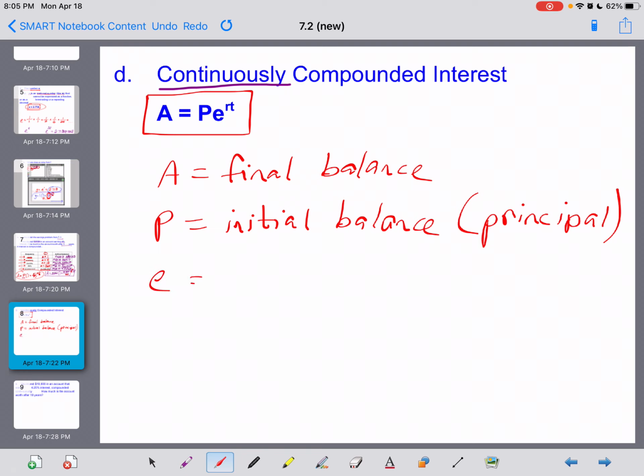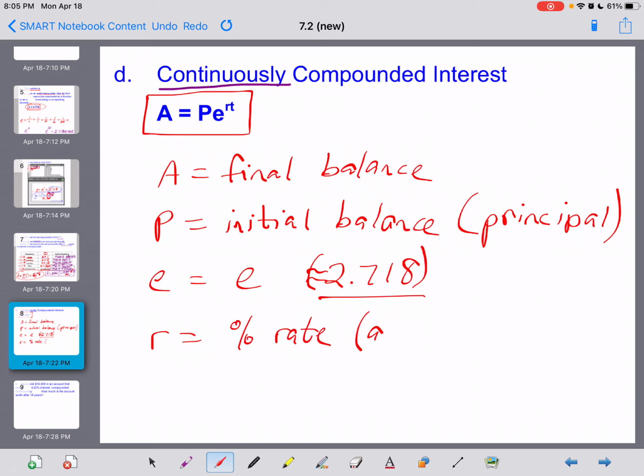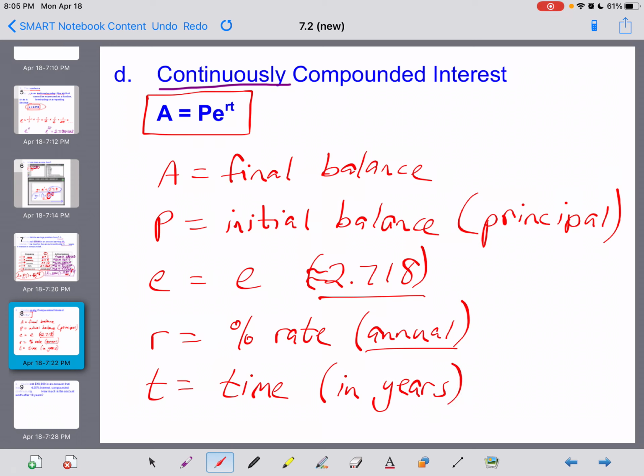E doesn't need any explanation, guys. E is E, which is approximately 2.718, but as I said earlier, you don't even need to know that because you have a calculator button to do that for you. And just like before, R is equal to your percentage rate. And by the way, if it ever comes up, that is always your annual percentage rate. And then T is equal to the amount of time in your investment here, but that's got to be measured in years, assuming that this was in fact an annual percentage rate. So A is equal to P times E to the RT power.